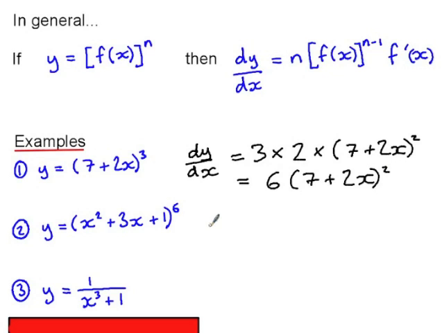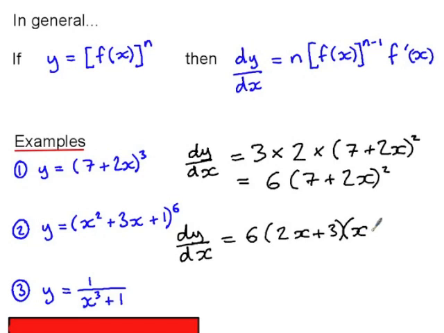In the second example, again, we've got some function of x in the bracket raised to a power. So to differentiate this function with respect to x, we multiply by n. We multiply by the derivative of the function, which is 2x plus 3. We leave the function unchanged, but reduce the power by 1.